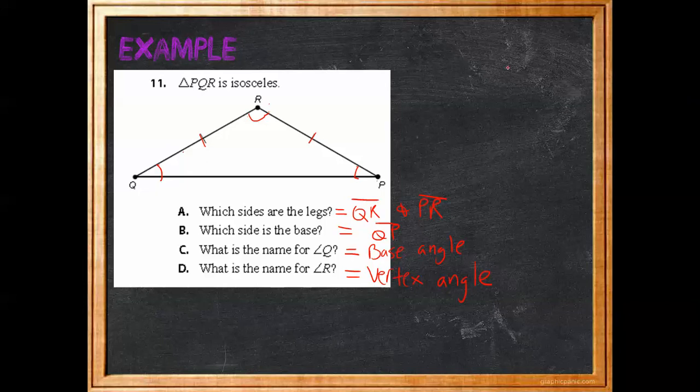Okay, so even if this triangle is on its side, that's why it's important that the vertex angle is between the two congruent legs, okay? Because you don't want to just say that it's the top one, because if you were looking at the triangle like this, you might want to think that Q is the vertex angle. But remember, the vertex angle is the one that is in between the two congruent legs, okay? So that's angle R right there.